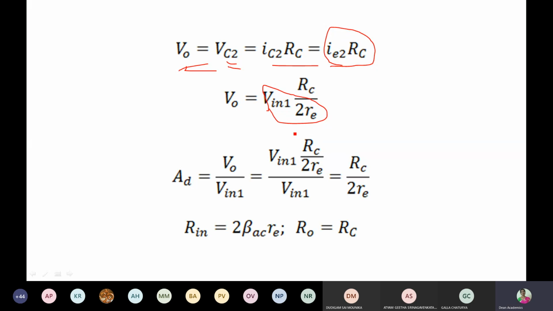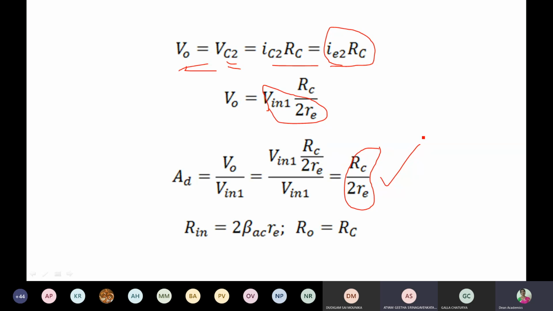Therefore, you can substitute: differential voltage gain AD is equal to VO by Vin1, which is equal to VO, and VO is nothing but Vin1 into RC by 2RE, divided by Vin1. Therefore, finally you get the differential gain you have mentioned, without deriving, RC by 2RE. Now you can substitute this IE2 value and prove that differential gain is equal to RC by 2RE. Is this clear to you?